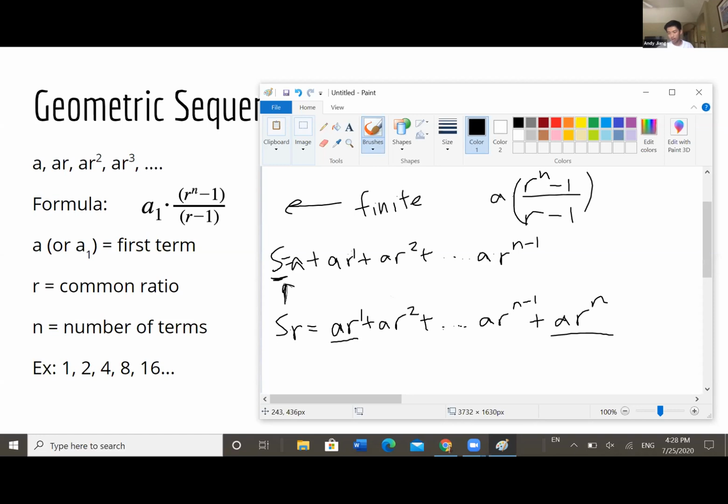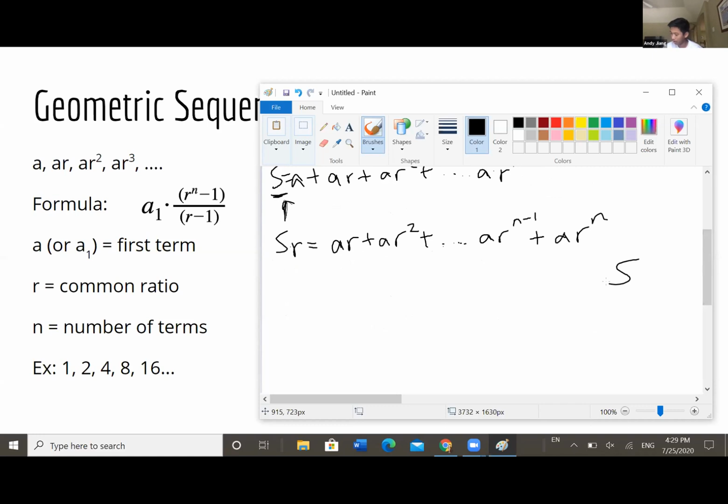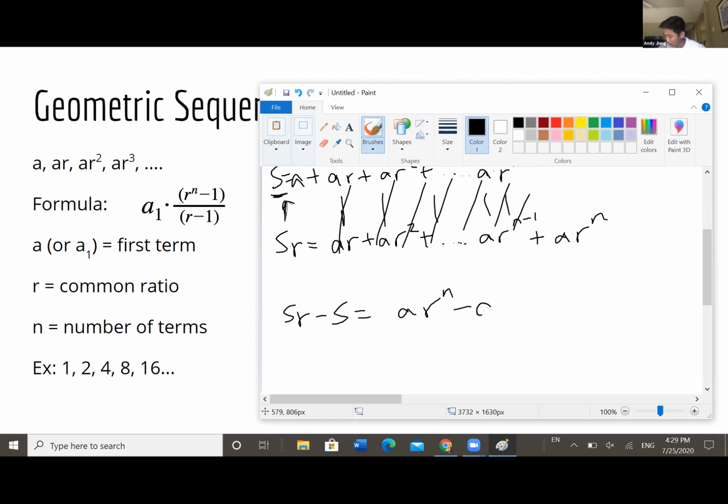This one started at ar to the 0, because r to the 0 is 1, and then it ended at ar to the n minus 1. Okay, so now I have two equations. Ultimately what I'm looking for is s. I want a clean way to represent s. I notice that all of these terms are the same, so I'm going to subtract the second and the first. So I get sr minus s equals, all of these cancel out, so I'm left with ar to the n minus a.